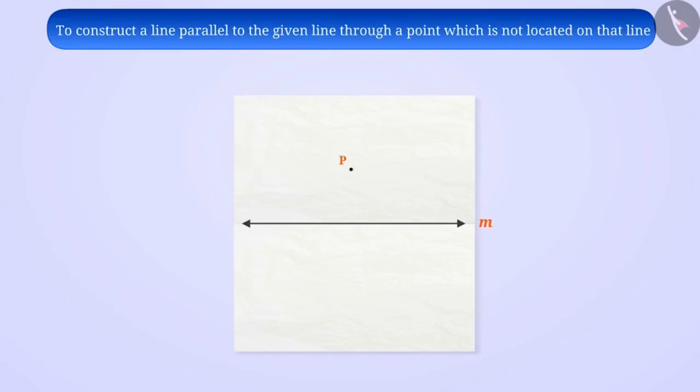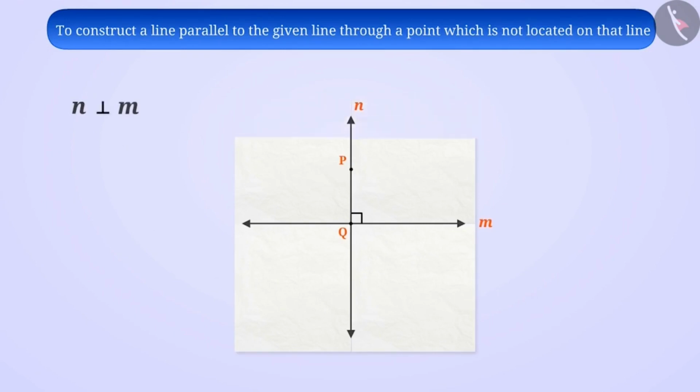Fold the paper perpendicular at an angle of 90 degree to the line M such that this perpendicular passes through P. Name the line N. Line N intersects line M at point Q. We can say that N is perpendicular to M.